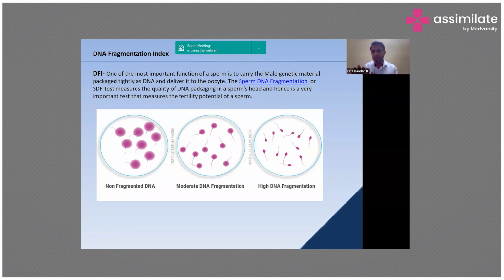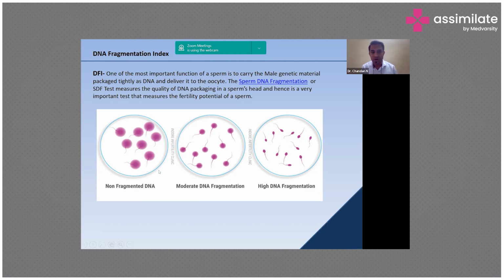But when it comes to the female parameter, that is the oocyte, till now there is no test which will say that out of these 10 oocytes which we collected, this one has a very good DNA and this one has an average DNA or no good DNA at all. But when it comes to sperm, we can do a certain test called the DNA fragmentation index. In this, we can assess what percentage of DNA damage the male semen has.